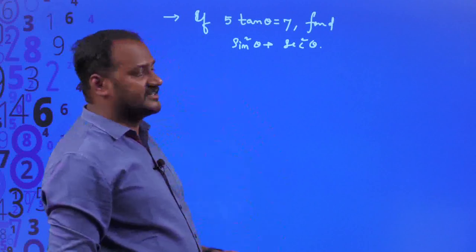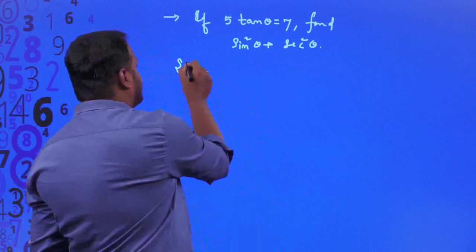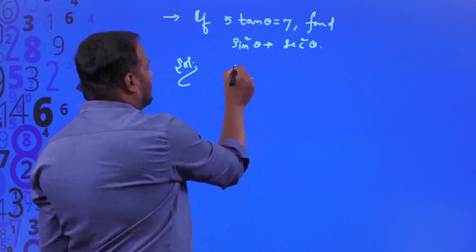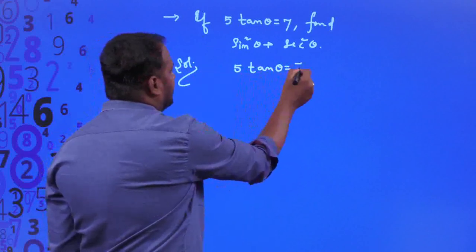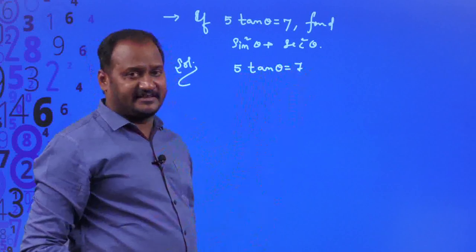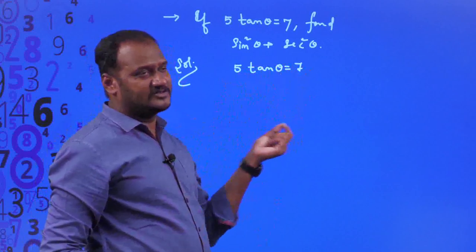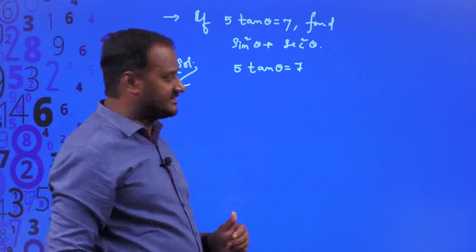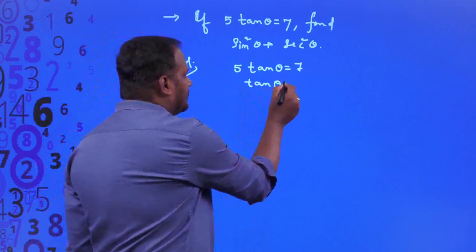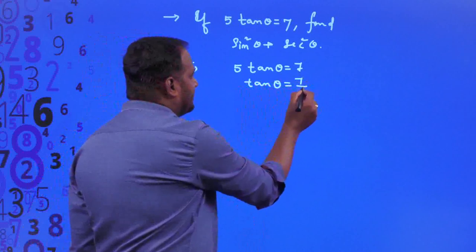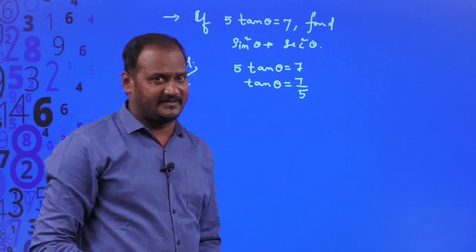First of all, let us try to understand what is the information given in the problem. That is, 5 tan theta is equal to 7. Here 5 is a multiple of tan theta, so you can transpose that 5 towards the right hand side. Then it is going to be tan theta is equal to 7 divided by 5.